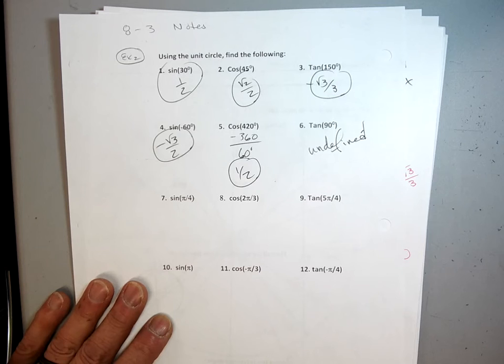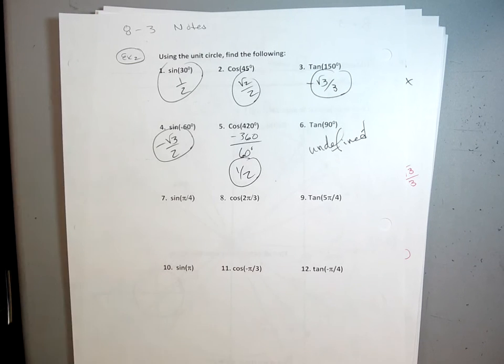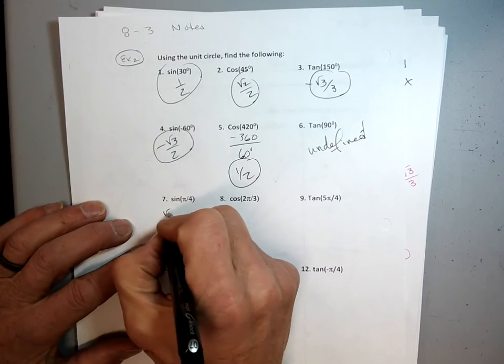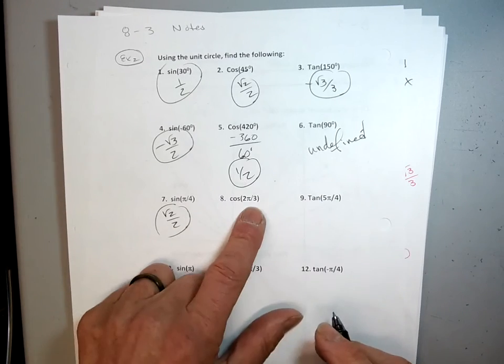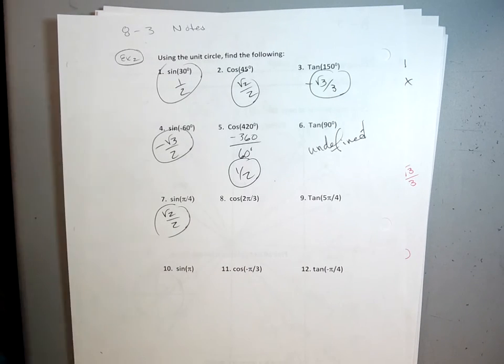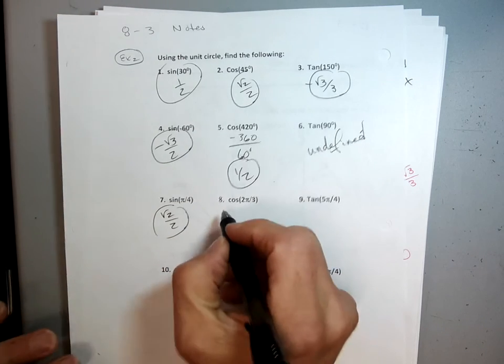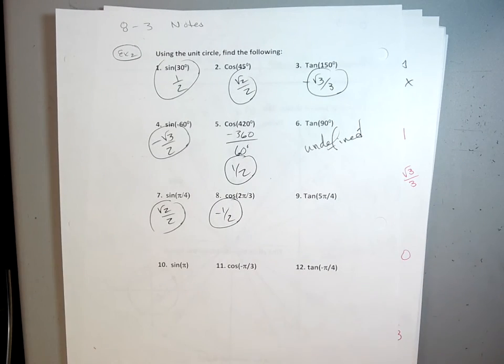Sine of pi fourths. You guys see it? What is it? It's the y value. Square root of 2 over 2. Cosine of 2 pi thirds. Cosine's the x value. Negative 1/2. Okay. Tangent of 5 pi fourths. Let's see, 5 pi fourths is here. Tangent is 1.